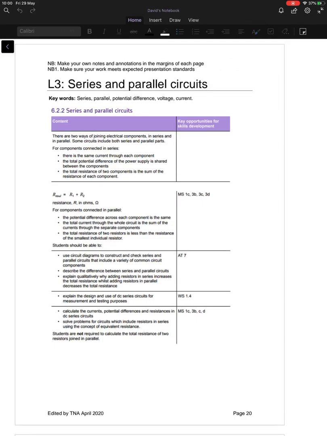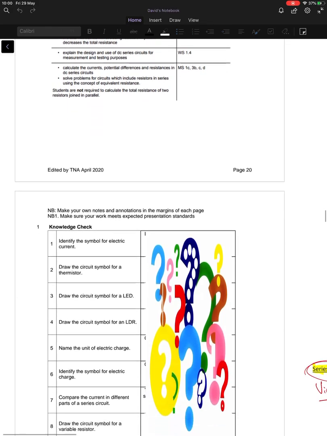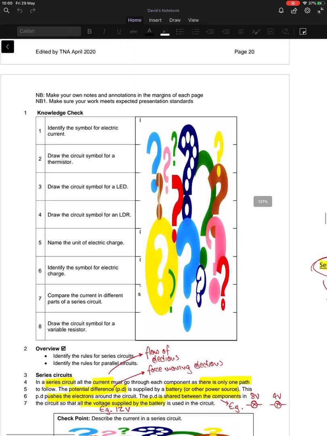Right, so welcome to lesson 3 of your unit on electricity, and today's lesson is on series and parallel circuits. Series circuits we've touched on a little bit already, and what we're going to look at today is the ideas about series circuits from previous lessons and compare them to parallel circuits and see if we can spot the differences. So a little bit of spec information there.